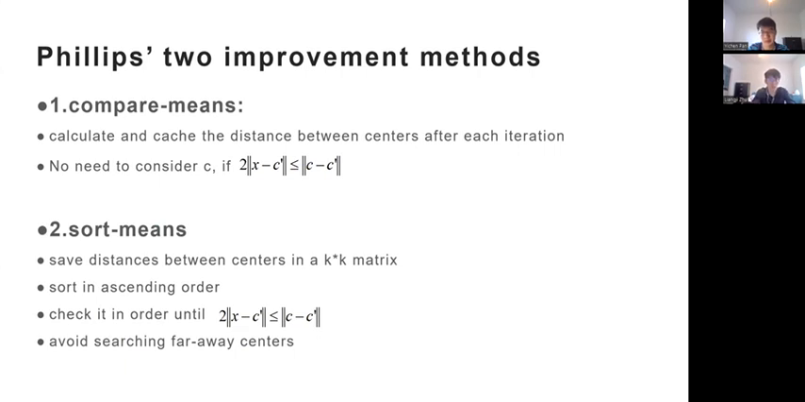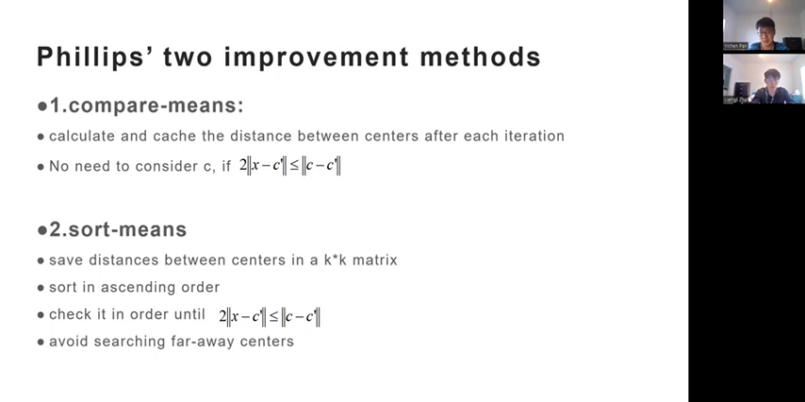Based on this principle, Phillips proposed two improvement methods. The first one is compare means. After each iteration, we need to calculate and cache the distances between centers. We don't need to consider a center satisfying the following inequality, because it has been proved that it will not be closer to X than the currently located center. This reduces the amount of calculation.